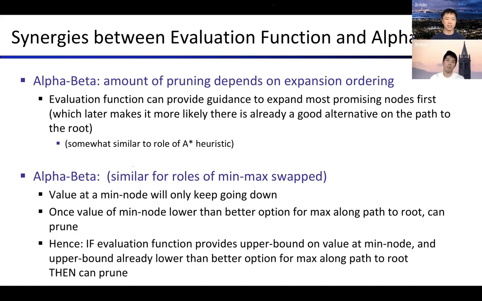And the second part is basically a rehash of how we motivated alpha-beta pruning. If you're at a min node, that value is only going to keep going down. And once that min node value gets lower than the best option for max along the route, you can basically ignore all of the rest, because the max node is not going to bother looking at that min node. So if the evaluation function provides upper bounds on the min value, and that upper bound is already lower than the better option along the path, then we can actually prune. So you can combine the ideas of the two and use the evaluation function to help with alpha-beta pruning.